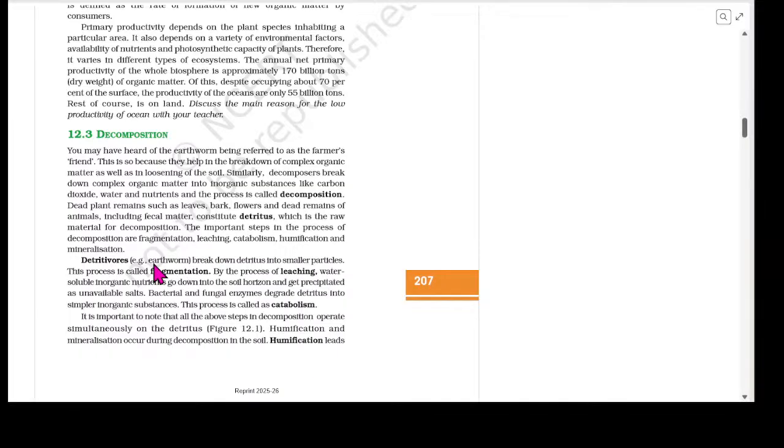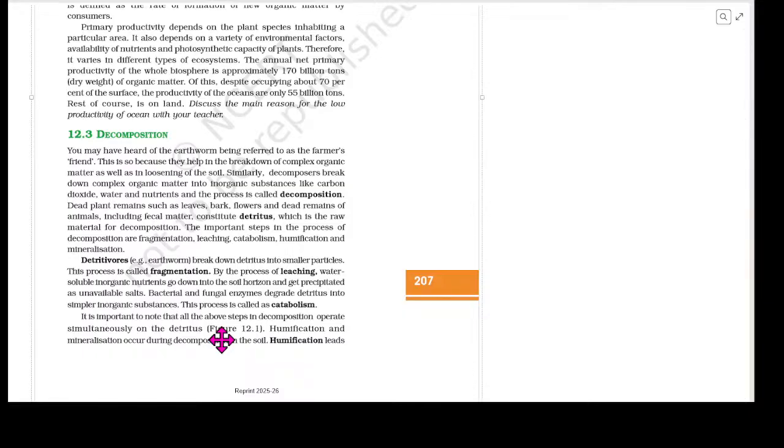Detritivores, which include earthworm, break down detritus into smaller particles. This process is called fragmentation. By the process of leaching, water-soluble inorganic nutrients go down into the soil horizon and get precipitated as unavailable salts. Bacterial and fungal enzymes degrade detritus into simpler inorganic substances, and this process is known as catabolism. It is important to note that the above steps in decomposition operate simultaneously on the detritus.